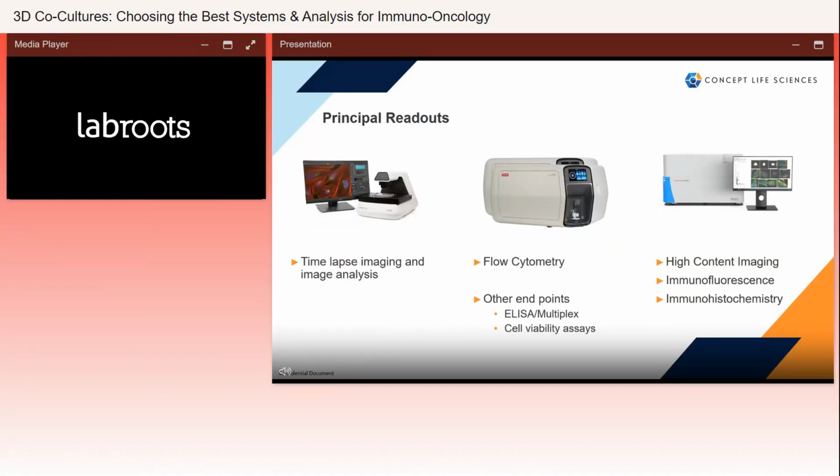The principal readouts we have been using here at Concept Life Sciences are around imaging, so time-lapse imaging as well as high-content imaging. And then we've also employed flow cytometry when we've taken the cultures apart to look specifically at the immune cell components. And then other endpoint assays, which are ELISAs, multiplex, and cell viability assays, but we'll probably discuss these a lot less.